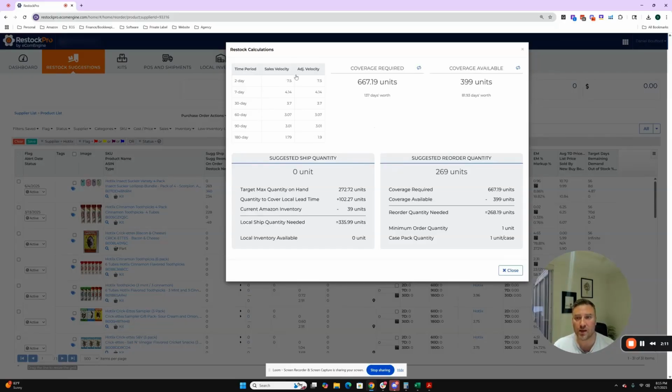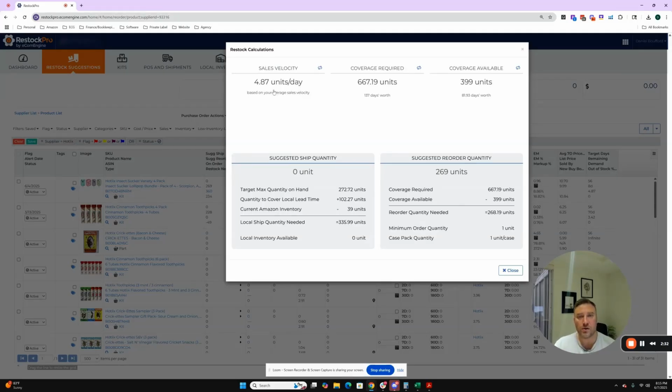So what I do is a mix of 2 day, 7 day, 30 day, and 60 day velocity. It weights the importance of each of these periods to provide a weighted average. And that's what this is. So 4.87 units a day is the weighted average across all the different time periods.